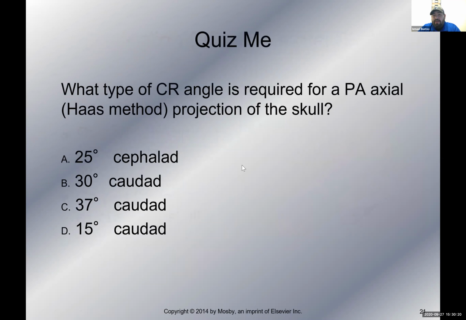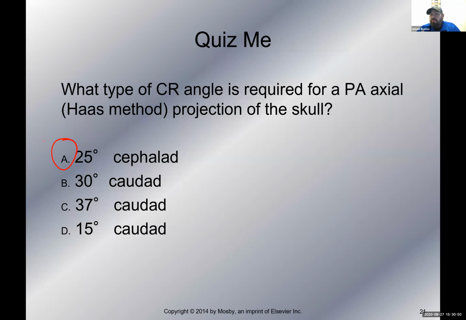All right, we don't have any radiographs for critique, it's just a single question in here, but what type of CR angle is required for a PA axial Haas method projection of the skull? Give you a few seconds to answer, think about it. Now remember, this takes the place of the town, all right? But it is not the town, it's a PA axial projection of the skull. If you said A, 25 degrees cephalad, you are correct, right? So remember, it's not 30, it's 25, and it's cephalad, not caudal.